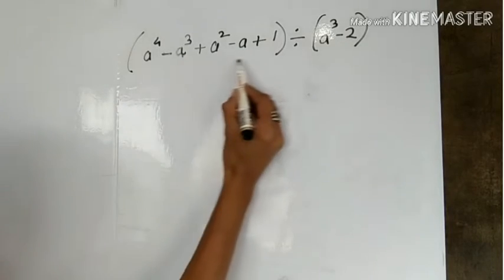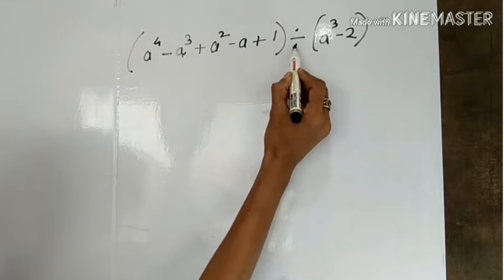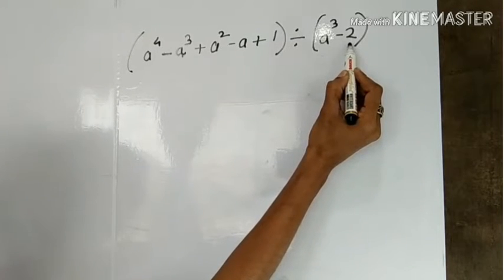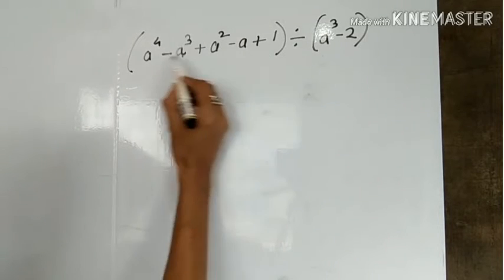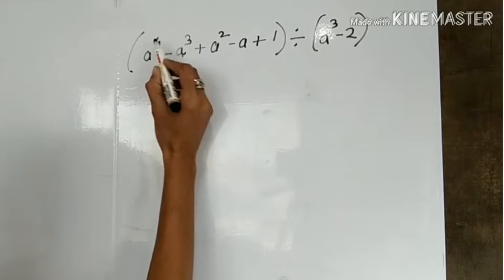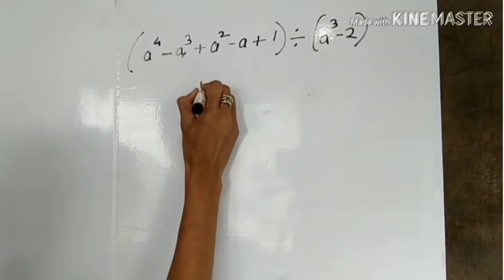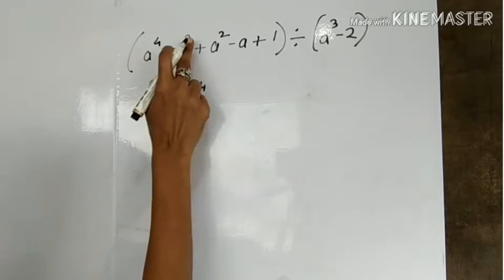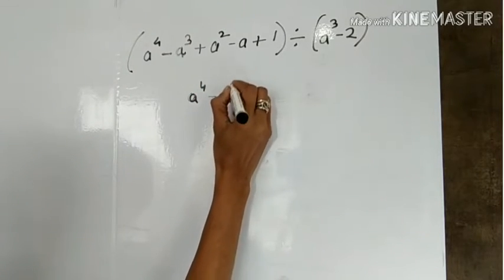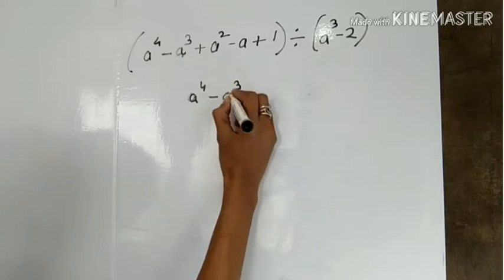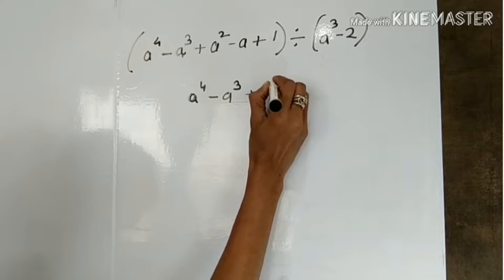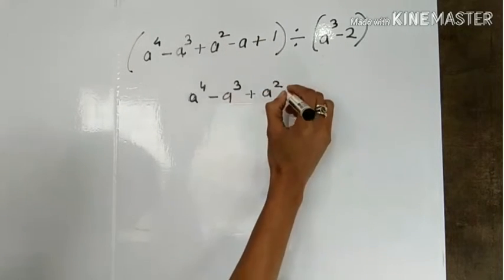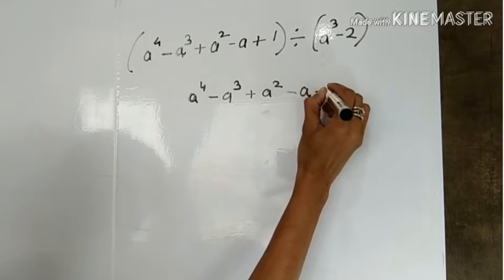In the next problem, this is the dividend, divided by a cube minus 2, the divisor. Let us first arrange the terms of the dividend in the descending order of the index. So the first term is a raised to 4. The next is a cube, so we write it as is, minus a cube. Then you have a square, so plus a square. The next term is minus a plus 1.